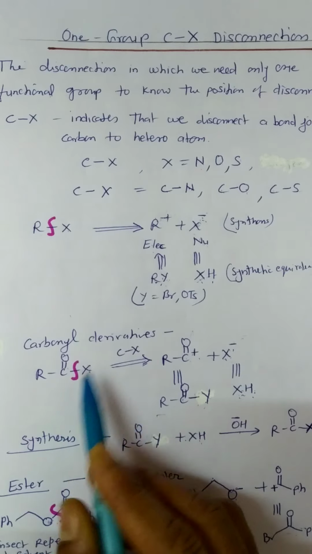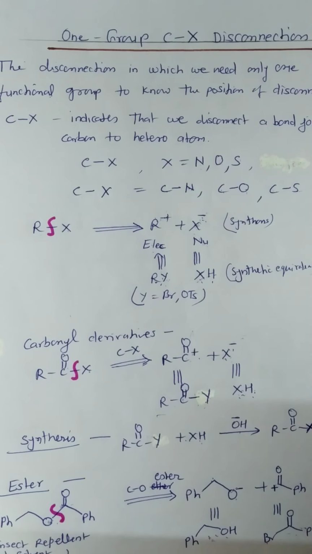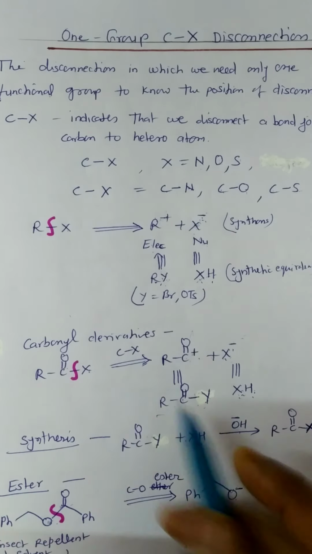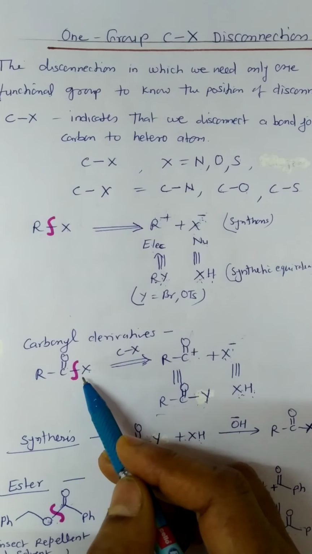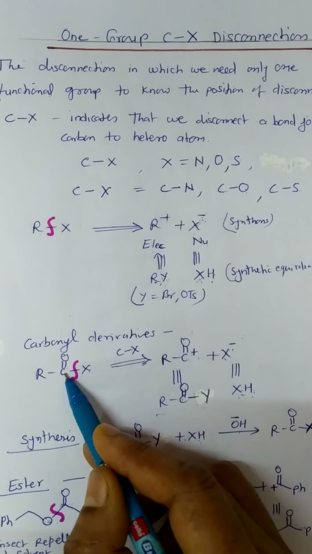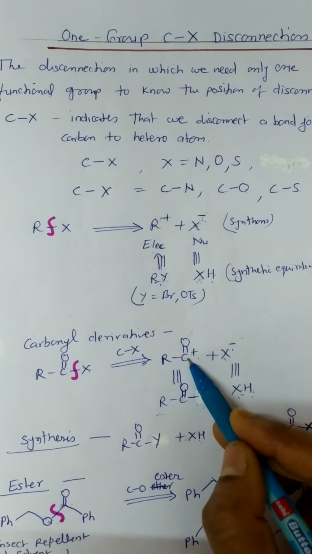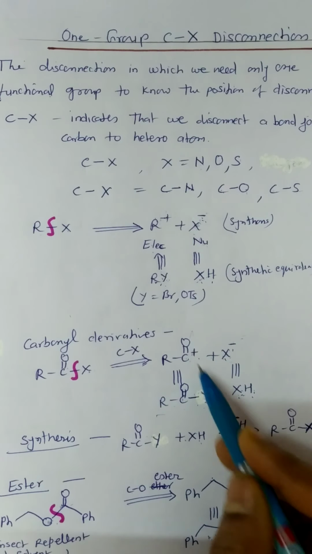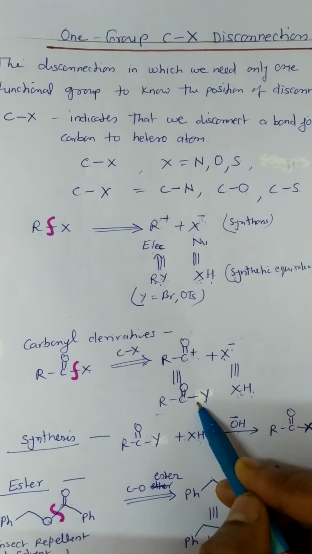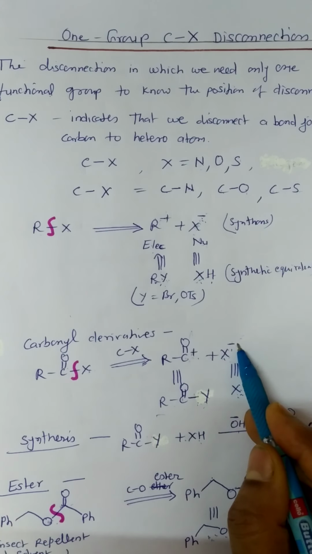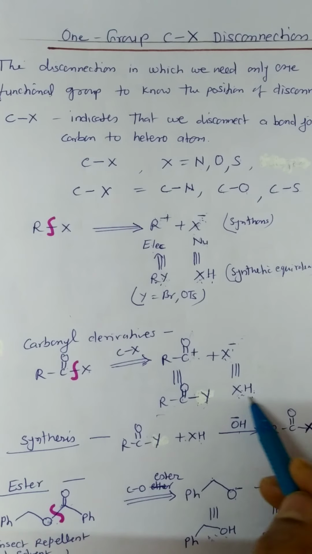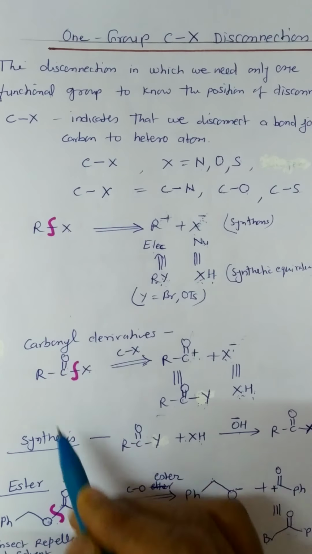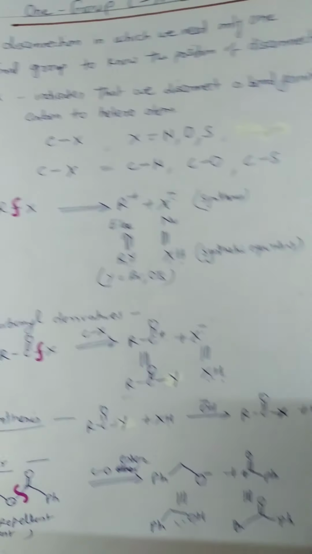Now disconnection of carbonyl derivatives. Since the carbonyl derivatives are frequently used for the synthesis of organic compounds, we consider the C-X disconnection in carbonyl derivatives. Here, disconnection between C and X, two fragments RCO plus and X minus are obtained. By adding some negative part to this RCO plus we obtain the synthetic equivalent RCOY, and by adding some positive part to this X minus we obtain XH, and by joining these two synthetic equivalents we obtain the compound RCOX, that is the target molecule.